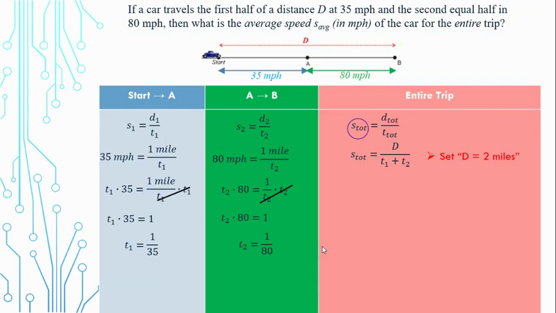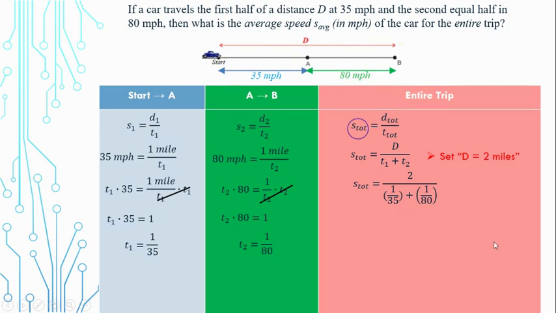I can do the same process here as in the previous slides, except now I'm just replacing it with the number that I've chosen. So instead of D, I call it 2. 2 miles. Again, I'm leaving all the units out here. Instead of T1, I know that T1 is just 1 over 35. And then T2 is simply 1 over 80. So you notice here it is just a bunch of numbers.